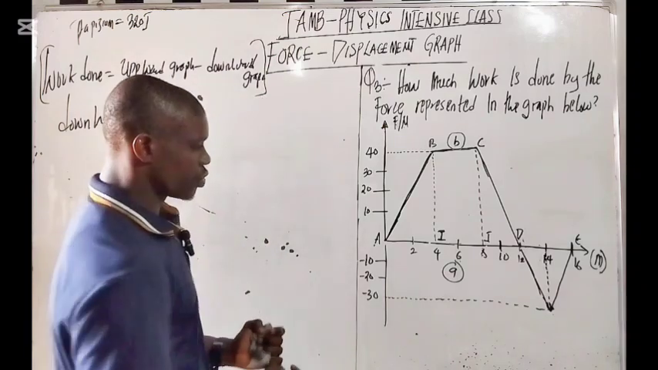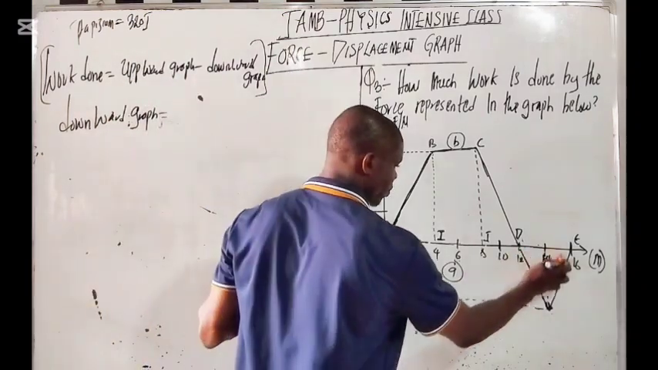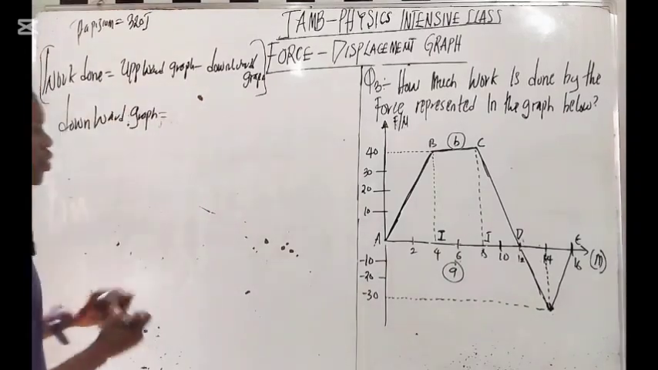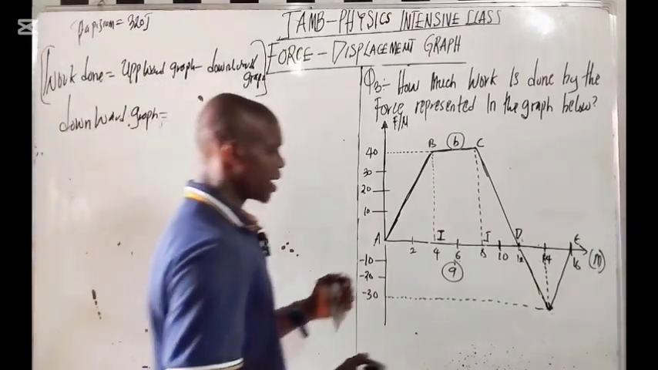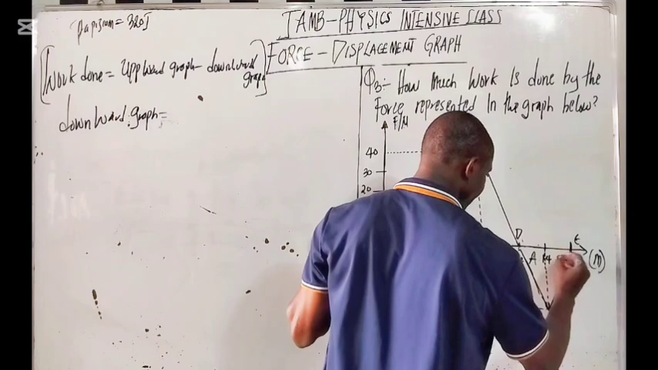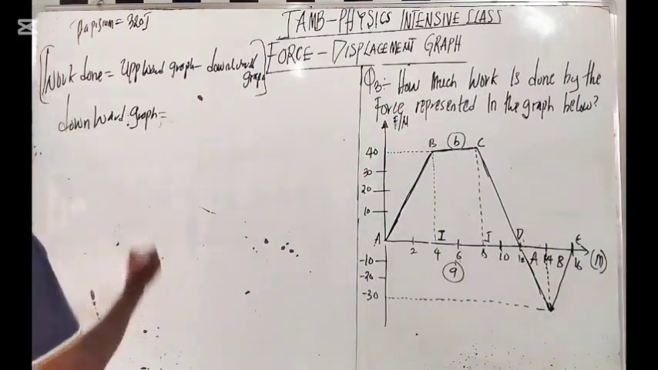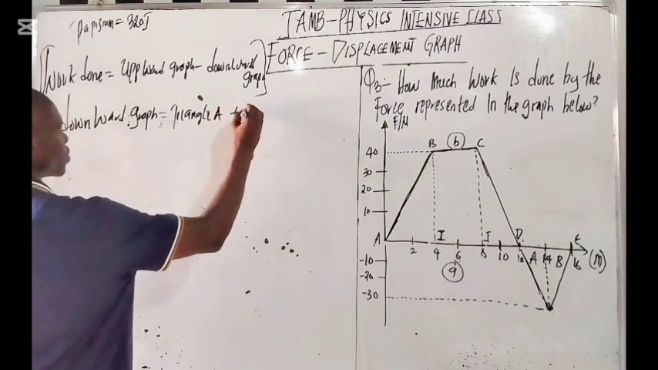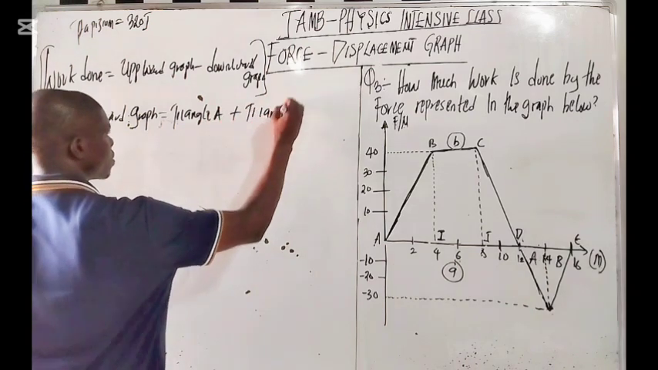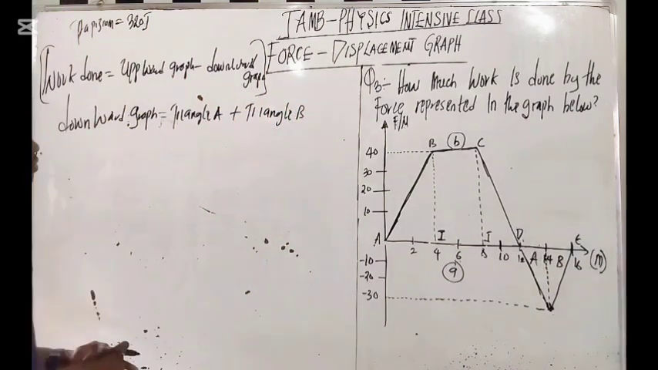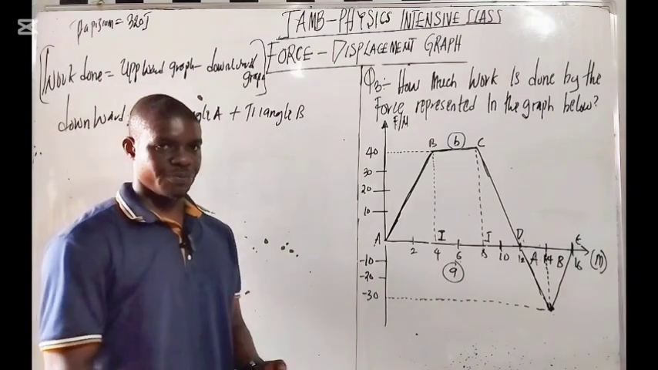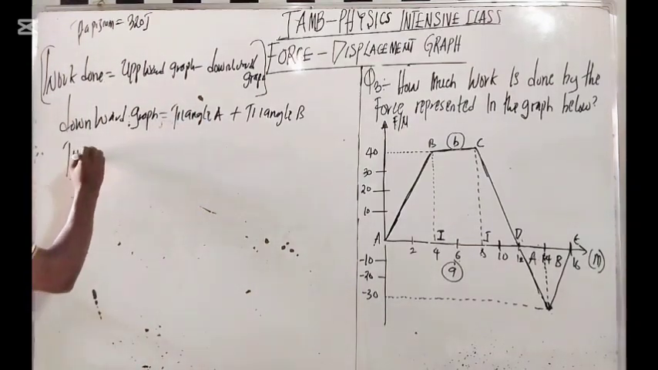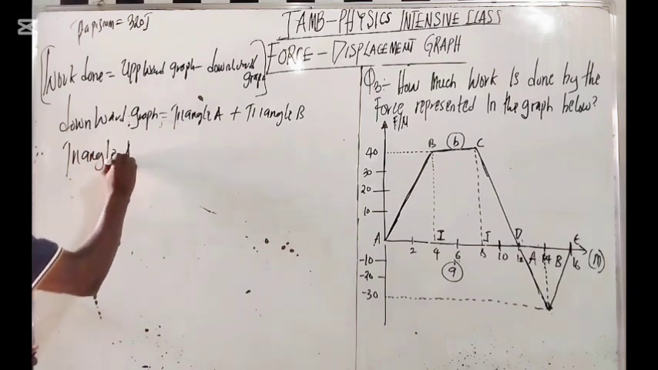We have two triangles here. We have the first one and the second one, so we have to add them together. Let us say triangle A and triangle B. So it will be triangle A plus triangle B. So let's look at triangle A.